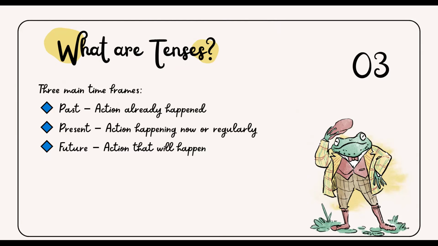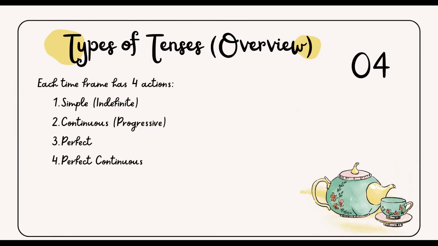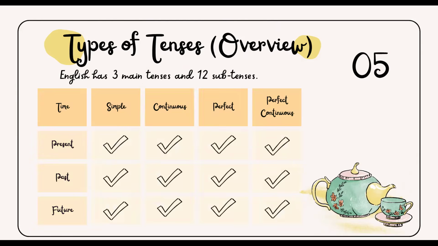Each time has four different forms. Simple, that is the basic idea of action, indefinite form. Next, continuous, the action which is in progress. The third, perfect, which represents a completed action. And finally, perfect continuous, which talks about the duration of action. This is why we say English has 12 tenses in total.